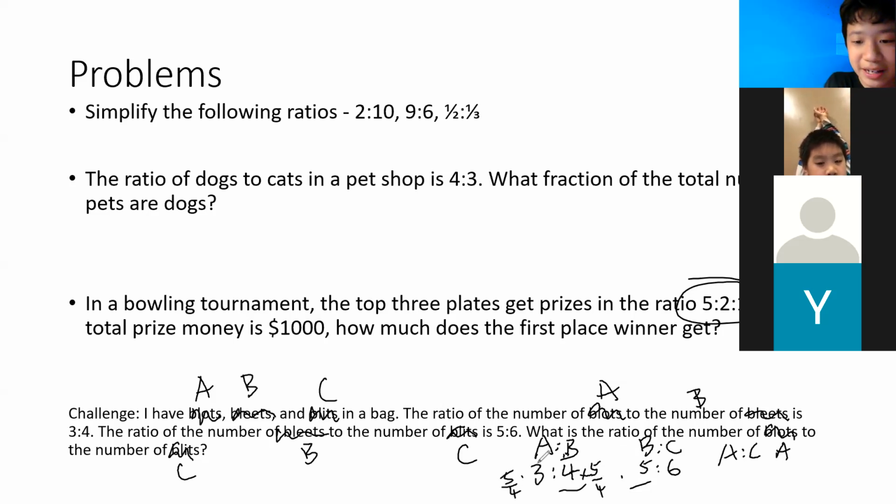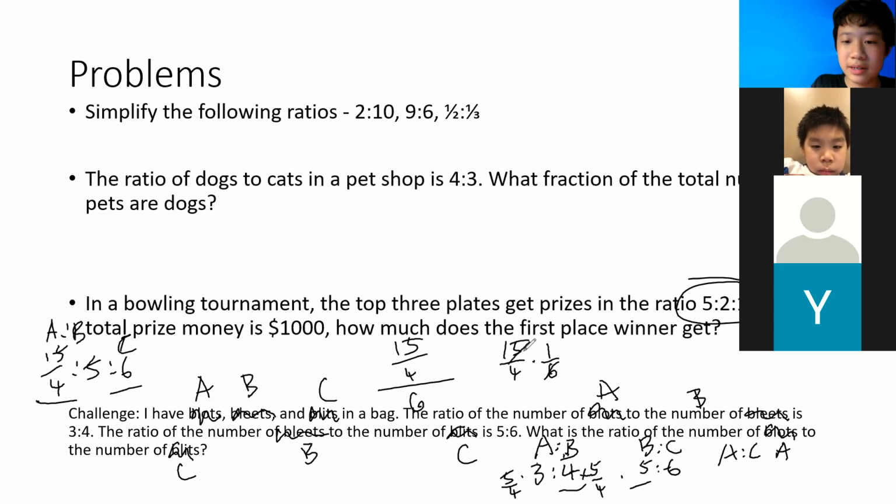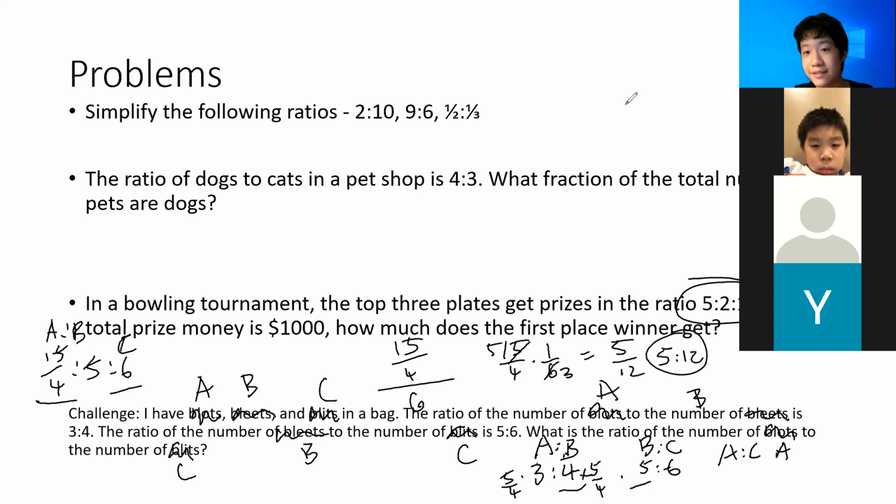So now the ratio of A to B is 15/4 to 5. That's A to B. And then B to C would be 5 to 6. So A to B to C is 15/4 to 5 to 6. So now we just need to relate this A value and the C value. So A to C is just 15/4 over 6, which is 15/4 times 1/6. So that's going to be 5/12, or 5:12. All right, so this is a pretty advanced problem. So if you didn't really get that, that's fine.